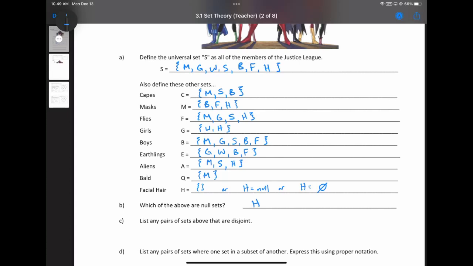It's the only thing that has nothing in it, not because it's impossible for someone to have facial hair. Null sets sometimes just occur because the particular group that you're looking at doesn't have the quality that you're looking for.